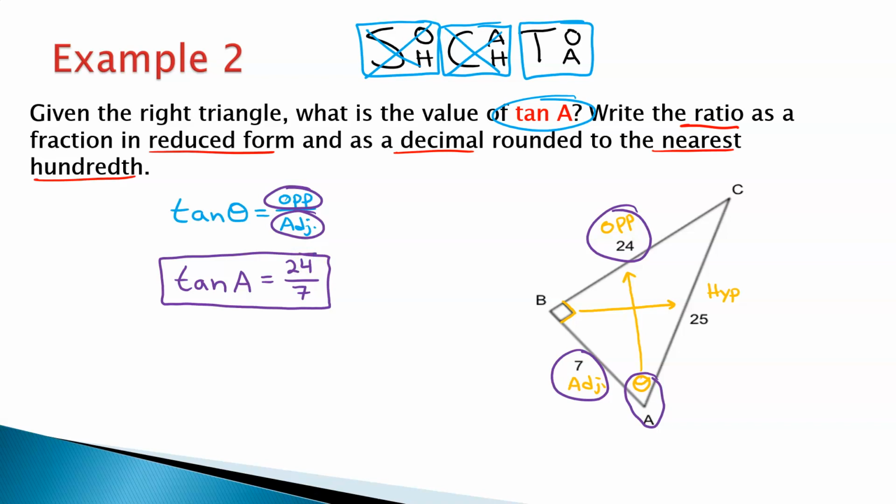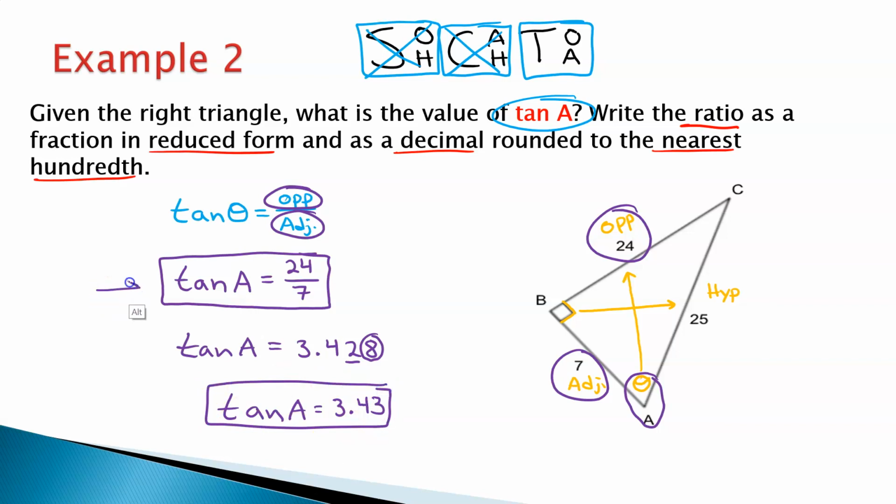Now, let's also give the actual decimal. Let me actually divide 24 divided by 7. That gives me 3.428. So tangent of A is equal to 3.428. We're going to stop there since we have to round to the nearest hundredth. So I take a look at the 2, and to the right of 2 is an 8, so we do have to round up. Tangent of A is equal to 3.43 if we round correctly. So there you have it. There's the ratio in reduced form as a fraction, and there it is as a decimal. Those are the two things I'll be looking for today.